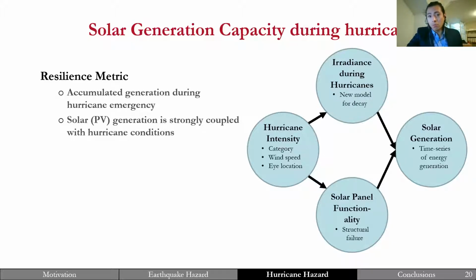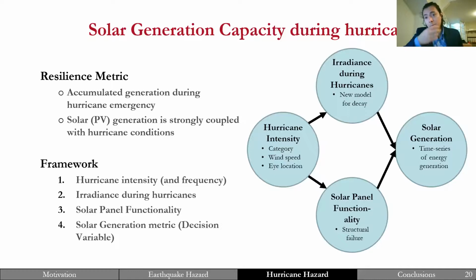And we've decomposed this analysis into pieces as we did for the earthquake hazard. We start with the hurricane intensity here and creating synthetic storms to represent what happened in the past statistically. It's a combination of physics-based and statistical simulation of hurricanes. I gave you category, wind speeds, hurricane eye location that are key for this kind of analysis. We're going to couple that with a quite new model that we've developed that assesses how solar irradiance decays during hurricanes because of the cloud conditions.